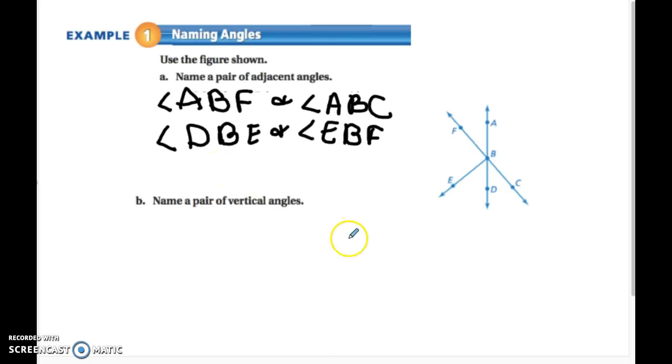Now let's find a pair of vertical angles. So we need to find our 2 intersecting lines. So line AD and line CF are intersecting lines. And vertical angles, remember, are opposite each other. So let's start with angle ABF right here. And opposite ABF is angle DBC. So those are a pair of vertical angles.